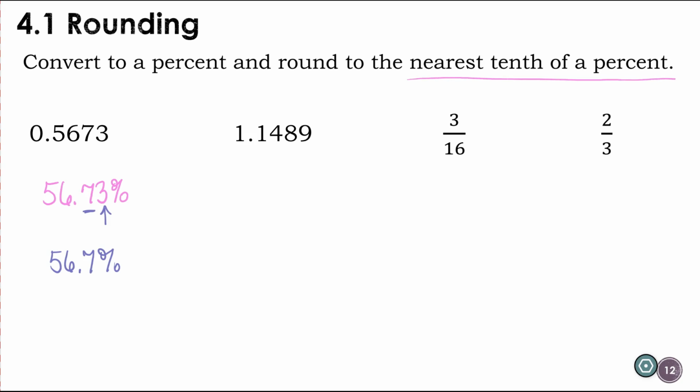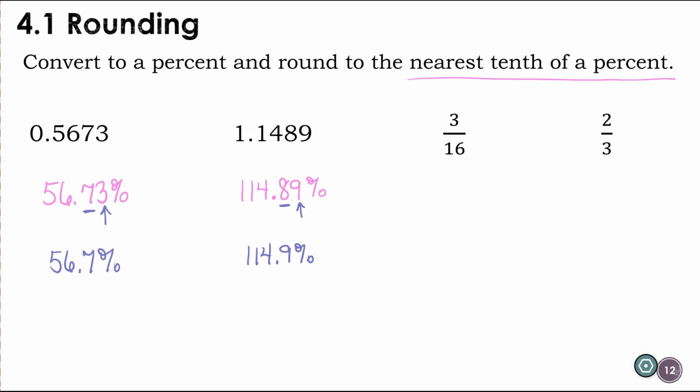On the next one, I'm first going to rewrite it as a percent. So this is going to be 114.89%. And then I'm going to round to the nearest tenth of a percent. So put it in percent form, and then we'll do the rounding. So this becomes 114.9%, because the digit where I have the arrow at the 9 tells me to add 1 to the 8 to round this to the nearest tenth of a percent.